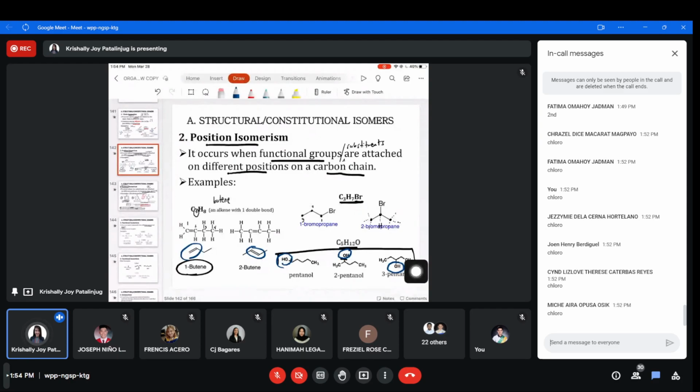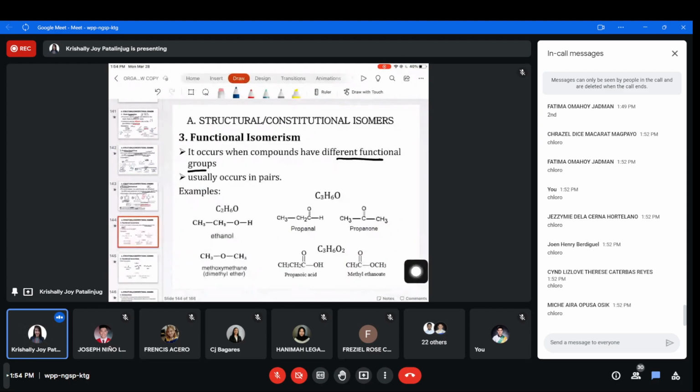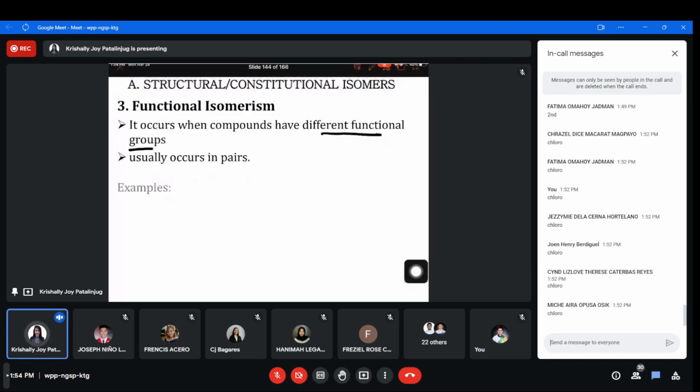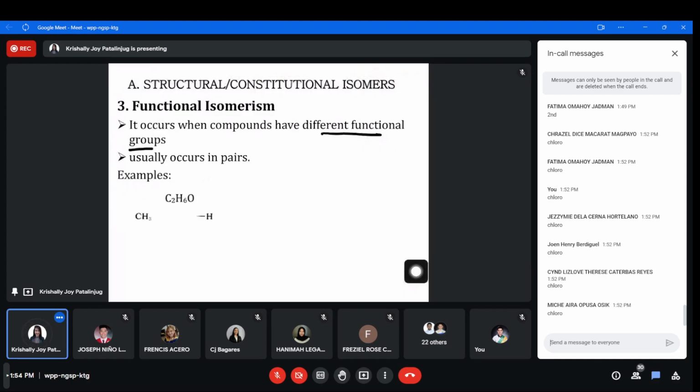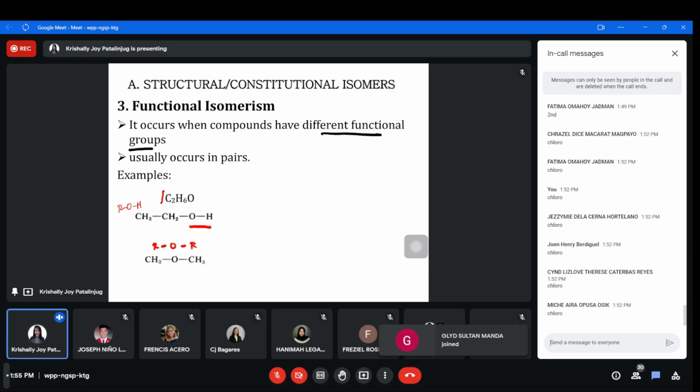Kapag functional isomerism class, you will encounter different functional groups. Halimbawa, for the first pair of molecules, you will have an alcohol paired with an ether, diba? This is an ether, CH3OCH3. Kumbaga, this is ROR. Okay? This one is ROH.